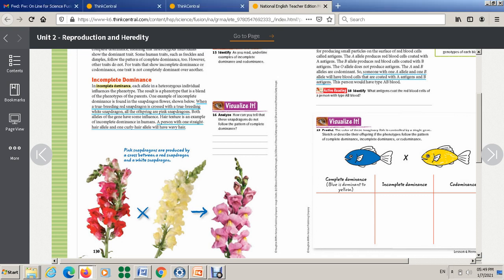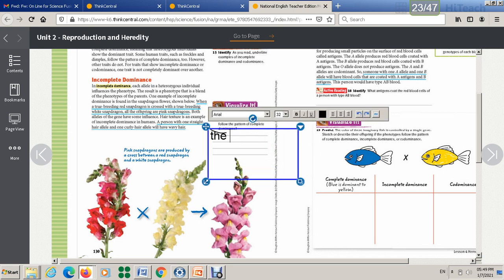So the answer here, I can tell because the offspring is neither red nor white. Okay.